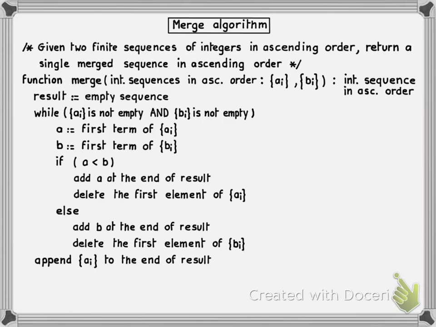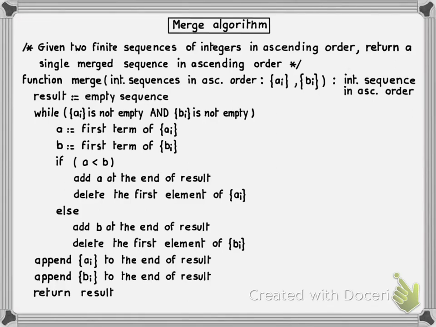So we're going to append the remaining elements in A sub I at the end of result and do the same thing for B sub I. Now notice one of these sequences is going to be empty at this point. But since we don't know which one, and it doesn't hurt to append an empty sequence at the end of result, we do it for both. And at the end, we are ready to return result, which is the merged sequence in ascending order.